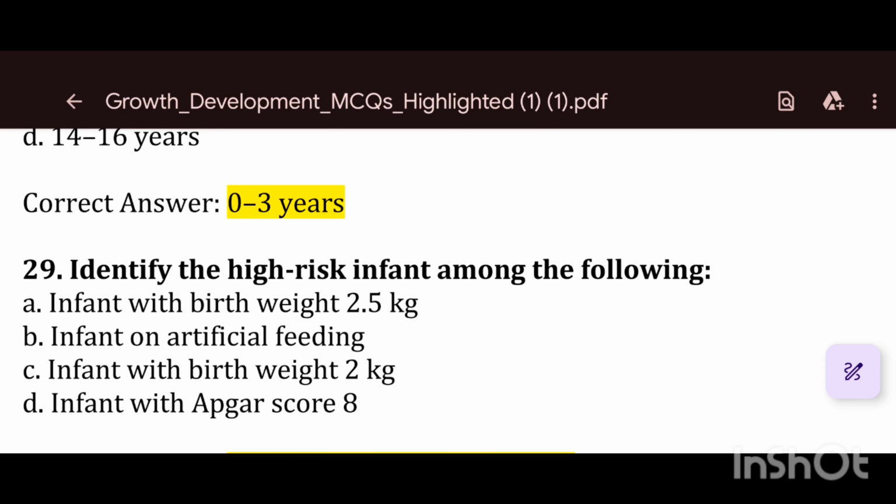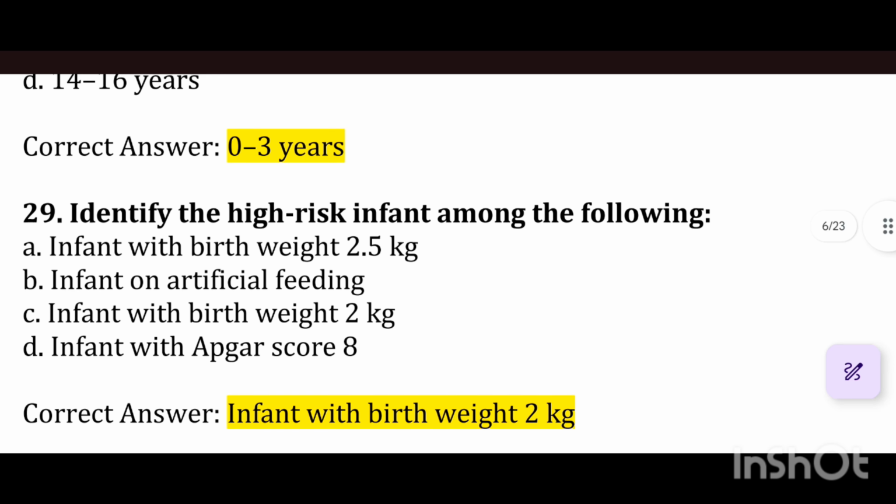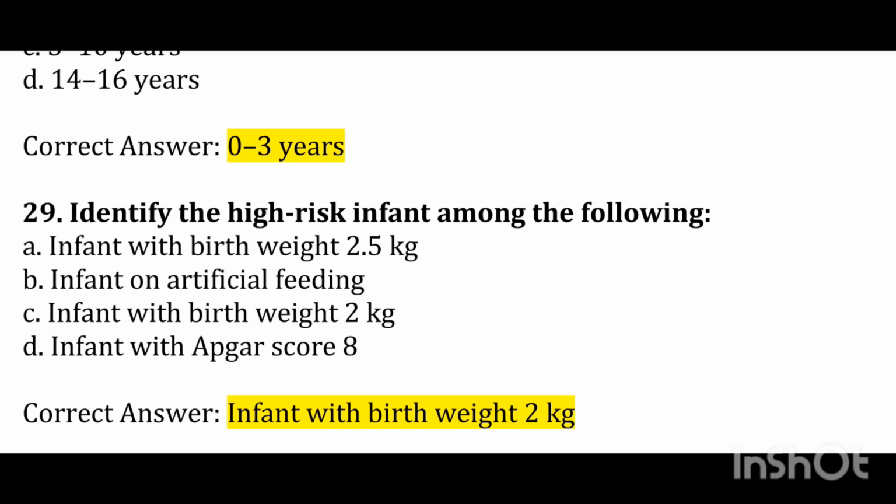Then question number 29. Identify the high risk infant among the following. The options are infant with birth weight 2.5 kg, infant on artificial feeding, infant with birth weight 2 kg, then infant with Apgar score 8. For this question the correct answer is option C, that infant with birth weight 2 kg is coming under the high risk infant. Okay.